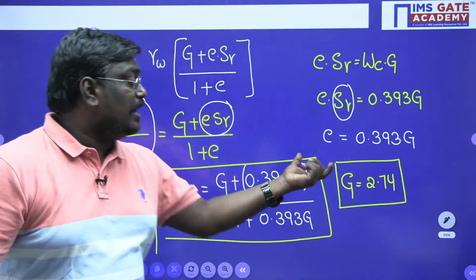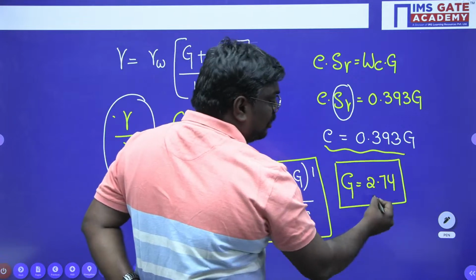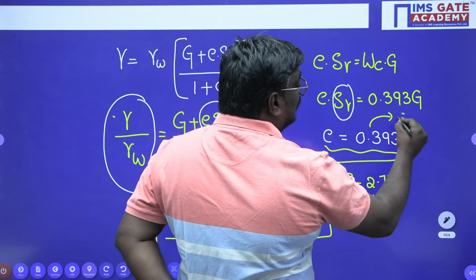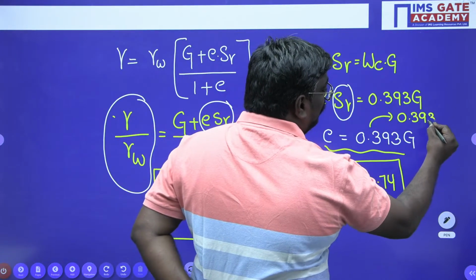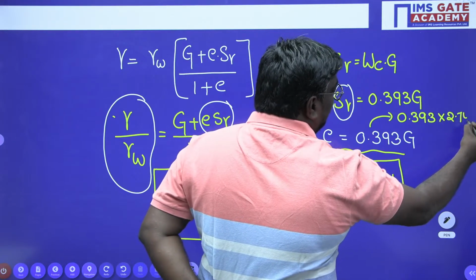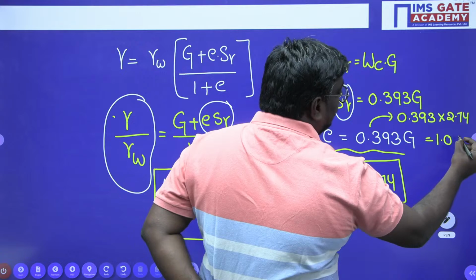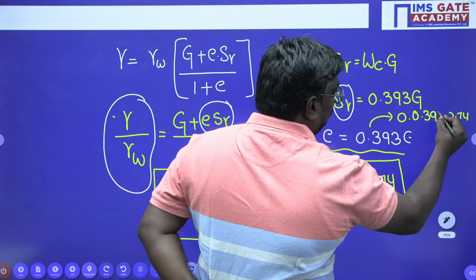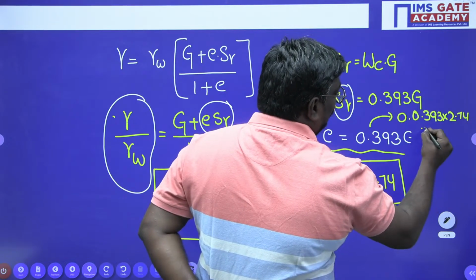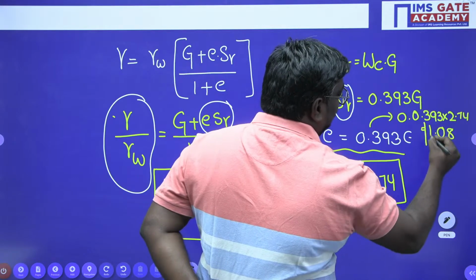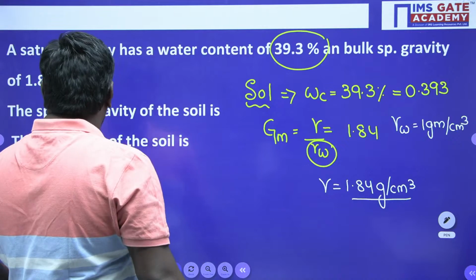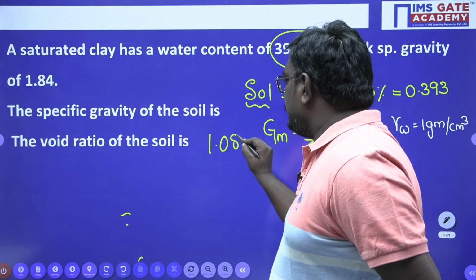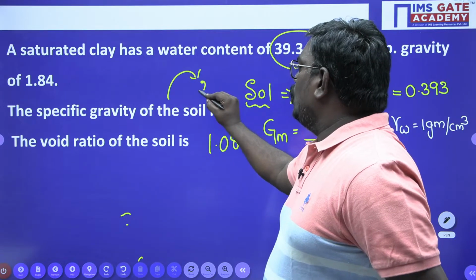And how to find the void ratio? You know the specific gravity G is 2.74. The void ratio is E equals 0.393 into 2.74, which is equal to 1.08. So the void ratio is 1.08. They asked clearly in the problem for the void ratio: the void ratio is 1.08 and the specific gravity is 2.74.